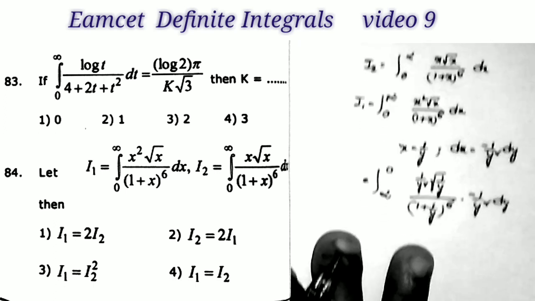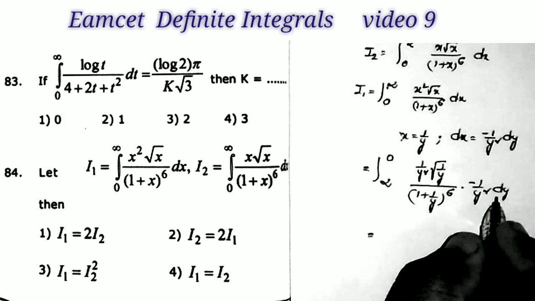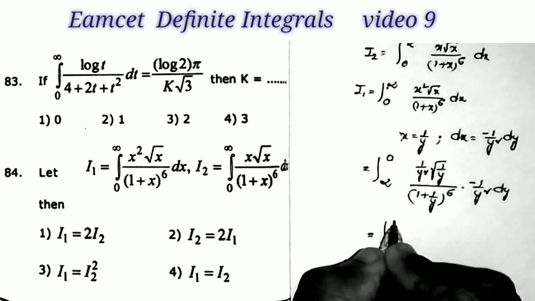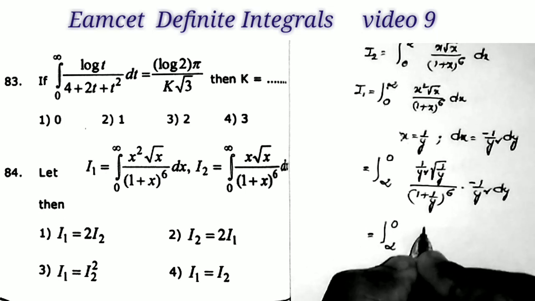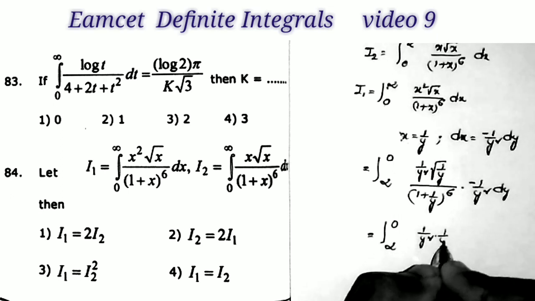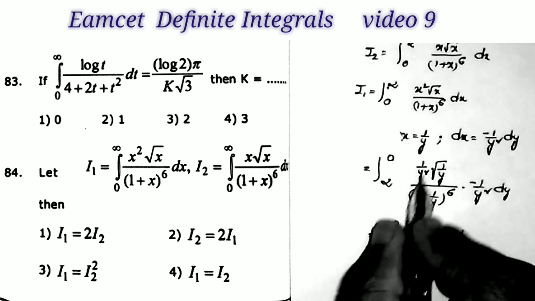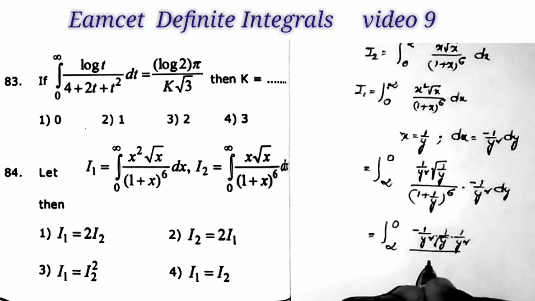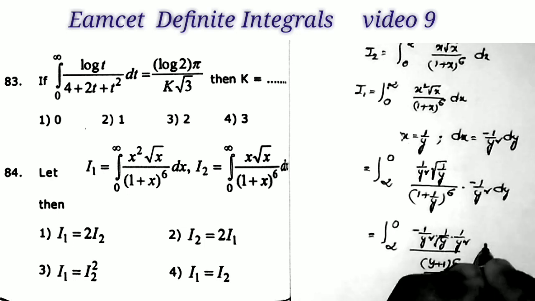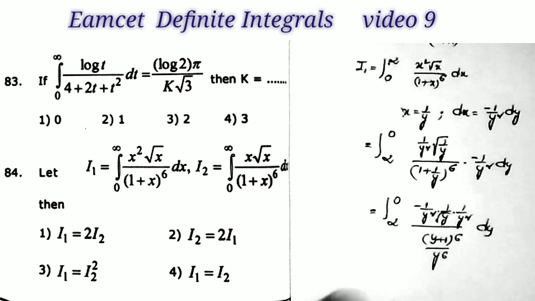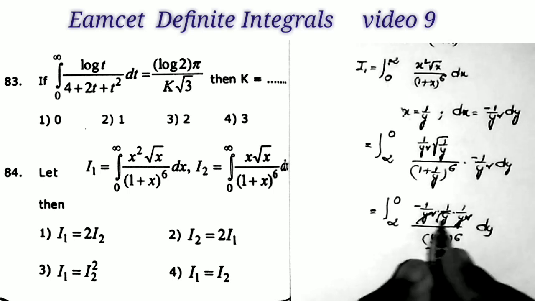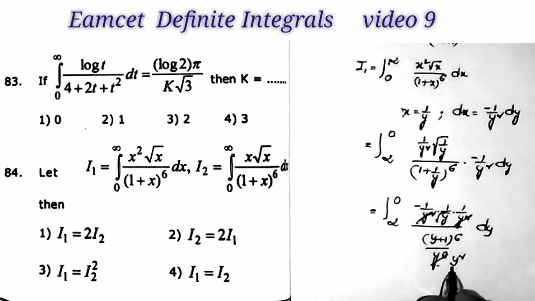So it becomes like that. Now this is equal to integral infinity to 0. So this is 1 by y square into 1 by root y into, this is 1 by y square, minus 1 by y square, 1 by root y, 1 by y square, by (y plus 1) whole power 6 by y power 6. Just doing the LCM and separating the power at the denominator: (y plus 1) power 6 by y power 6. Now y square, y power 4, this is y square. So here y power 4 is cancelled and the remaining part is only y square.